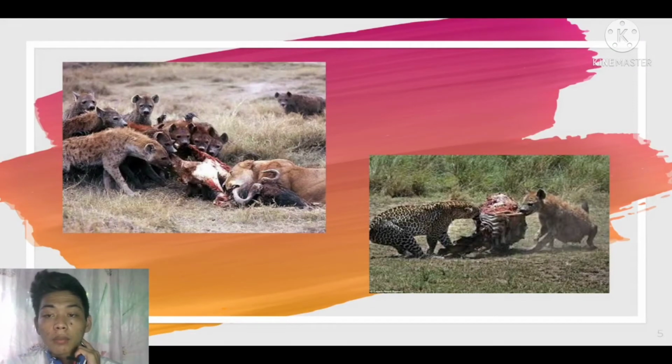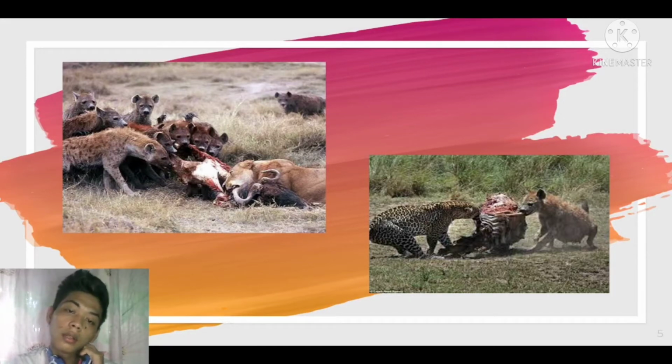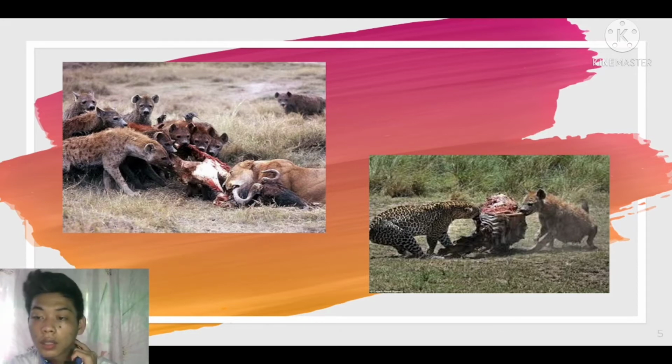So these are the examples of competition. The hyena and the lion. Second image, the cheetah and still the hyena eating the dead body of a zebra.